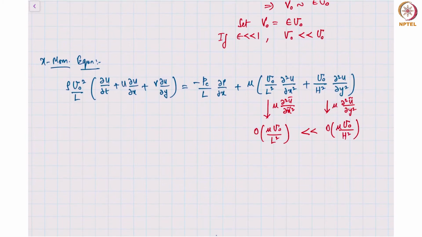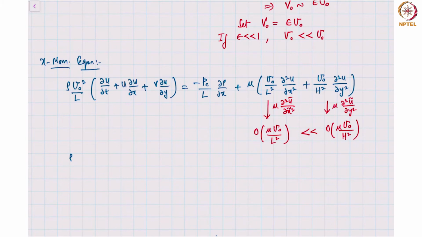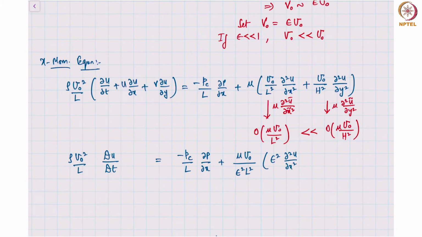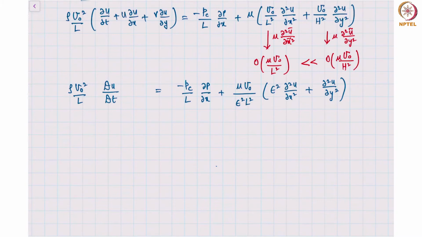You can further simplify this by writing down the equation as rho u naught square by L. I will simply write this as Du/Dt, which is the substantial derivative, is minus Pc by L del P by del x plus mu, I will take this out, epsilon square L square. What I now have is epsilon square del square u by del x square. That's the first viscous term, and then I have del square u by del y square. Notice that I have again used the definition of epsilon to replace h square with epsilon square L square. So clearly you can see that I have an epsilon square sitting in front of the first viscous term, and because epsilon is very small, that term is very small.